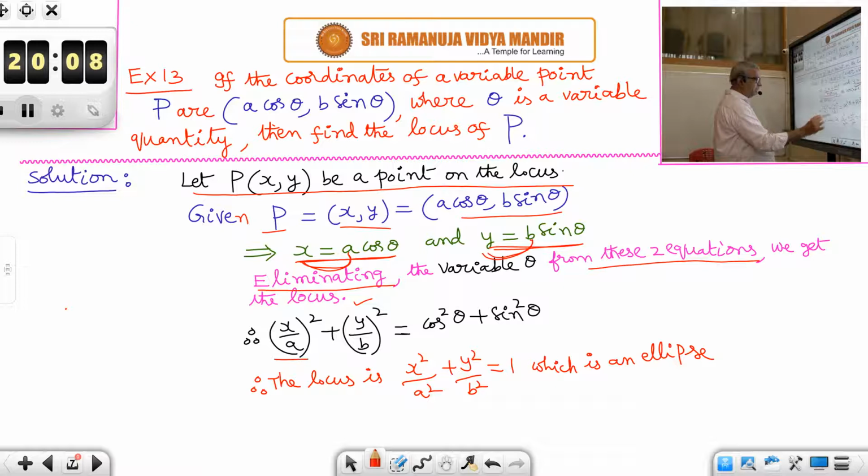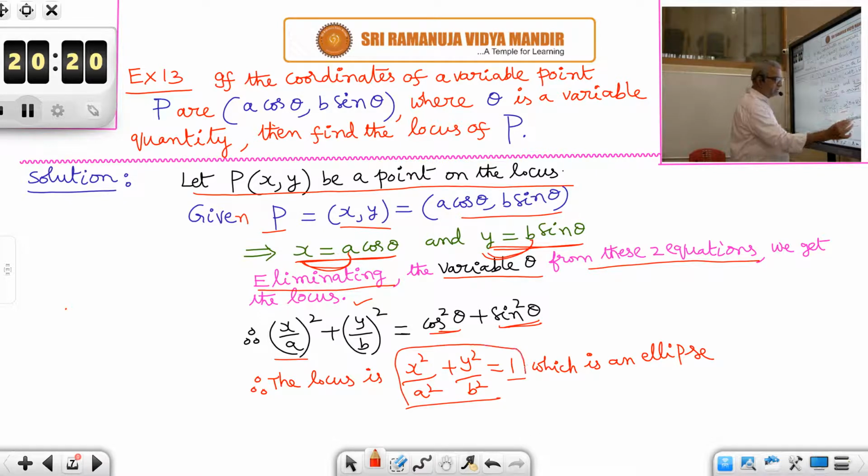So x by a whole square plus y by b whole square is what? Cos square theta plus sin square theta. But cos square theta plus sin square theta is 1. So that means theta has been eliminated. So this is the equation satisfied by any point x comma y on the locus. But we have already seen that this is the standard equation of an ellipse. So the locus is an ellipse.